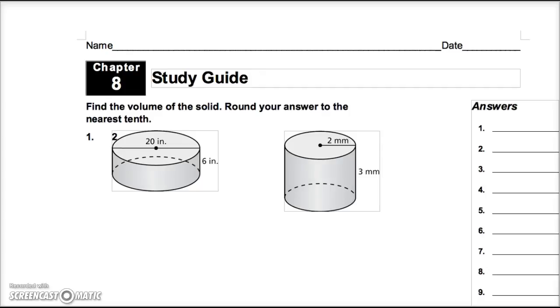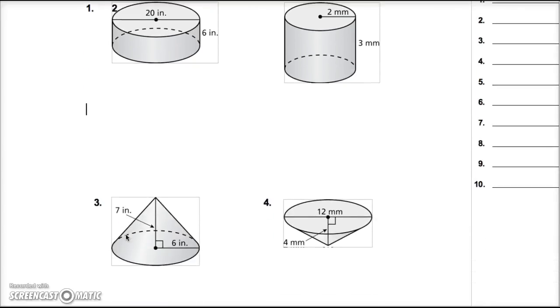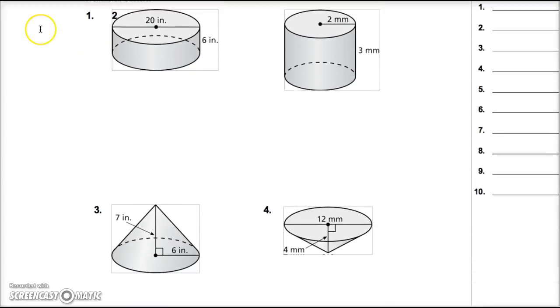And it's really simple. The first thing we're going to do is look at the volume of a cylinder. Over to the side, we're going to write the formula for it. Volume is pi r squared h. R stands for the radius, h stands for the height. So I'm just going to use that and plug in numbers.